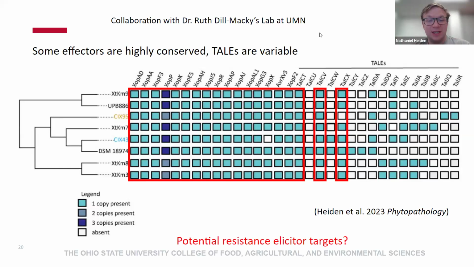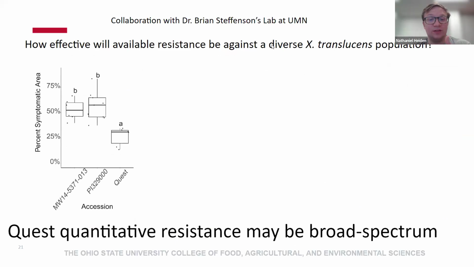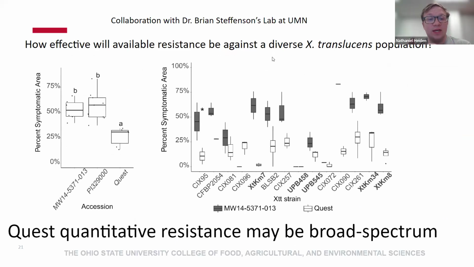please. So these could be potential elicitor targets here, but also we see a lot of variation in the different virulence factors here, these different effectors. And so one thing that we have ongoing, in collaboration with Dr. Brian Stephenson also at University of Minnesota, is trying to understand how effective the resistance that he's found is going to be against a more diverse Xanthomonas translucens population.